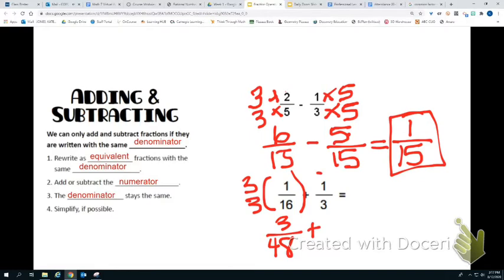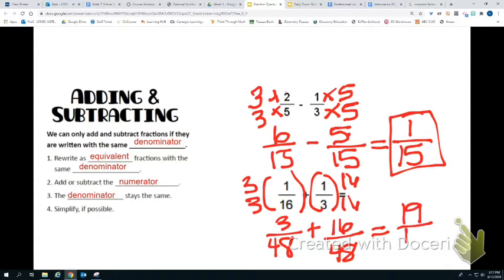and then do the same thing here. This one I just put in parentheses. It still needs to multiply. It was just easier than writing a little x, which you can see I'm not very good at. So then we're going to take this 1/3 and multiply the numerator and denominator by 16. So 1 times 16 is 16, and then 3 times 16 is 48. And then when we add them together, 3 plus 16 is 19 over 48.